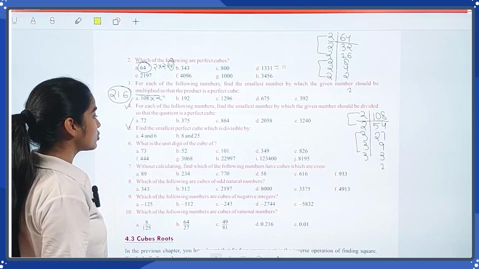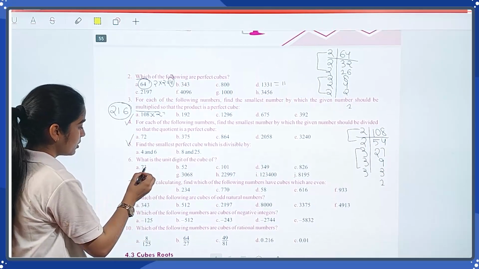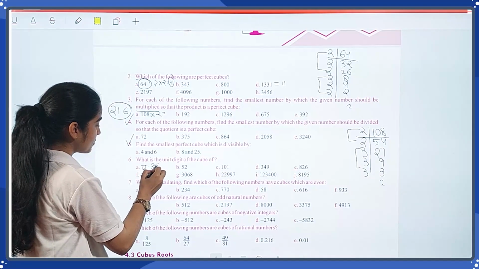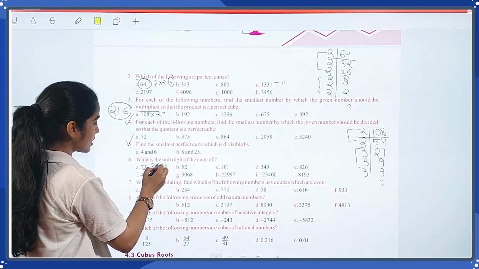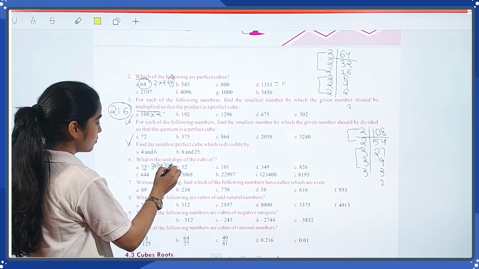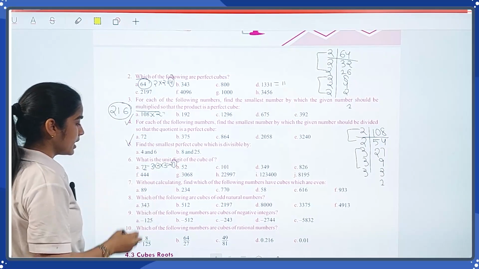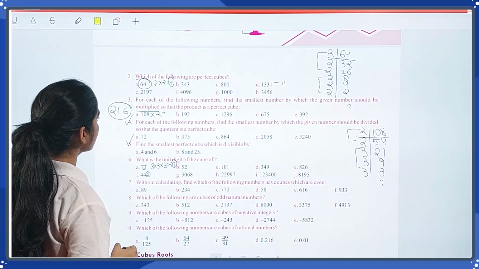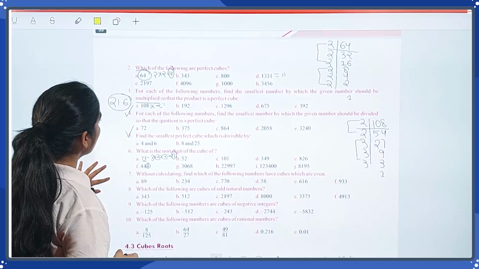What is the unit digit of the cube? Your unit digit is 3. Now we have to take the cube root of 3. 3 multiplied by 3 multiplied by 3. 3 3s are 9 and 9 3s are 27. So the unit digit will be 7 only. Next we have 4 and we already found out the cube root of 4, which is 64.